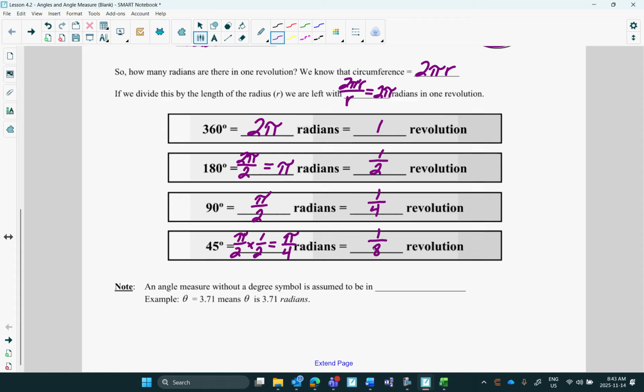So right now you've got 4 conversions. 360 is 2 pi, 180 is pi, 90 is pi over 2, and 45 is pi over 4. But we want to be able to do any one. So we want to find a way to convert between degrees and radians. And we use this to help us. Actually, we use this one to help us even more. But just remember, if you are given an angle measure and there's no units, assume it's radians.